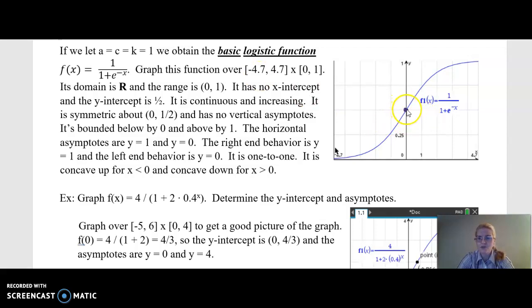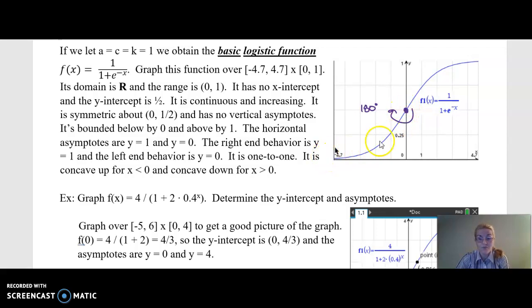It's called the point of symmetry because if I were to take this graph and spin it 180 degrees, I get the exact same graph, right? So the logistic function is symmetric about this point of symmetry, right? An odd function is symmetric about the origin. You can spin it at 180 degrees. The logistic function is symmetric about this point of symmetry, which also happens to be its inflection point. This is the point where you change concavity.